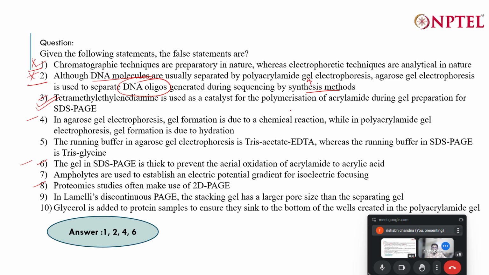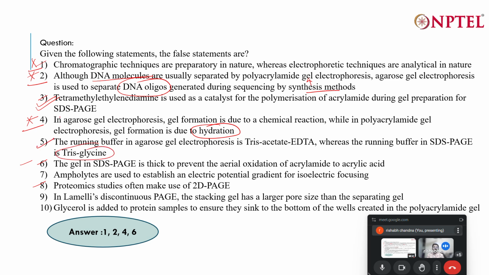In agarose gel electrophoresis, gel formation is due to a chemical reaction, while in polyacrylamide gel electrophoresis, gel formation is due to hydration. No, this is also vice versa. The PAGE gel is formed by the chemical reaction of TEMED, APS, acrylamide, and bisacrylamide. But agarose gel electrophoresis is hydration based. So this option is also false. The running buffer in agarose gel electrophoresis is Tris acetate EDTA, whereas the running buffer in SDS-PAGE is Tris glycine. So yes, this is correct.